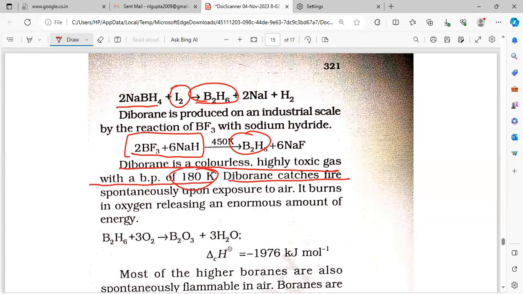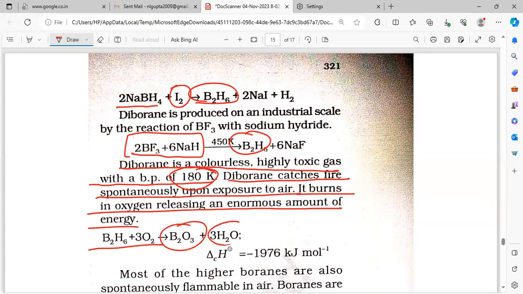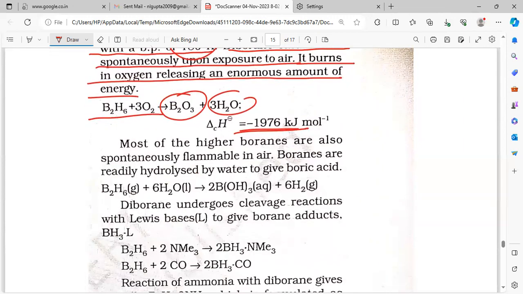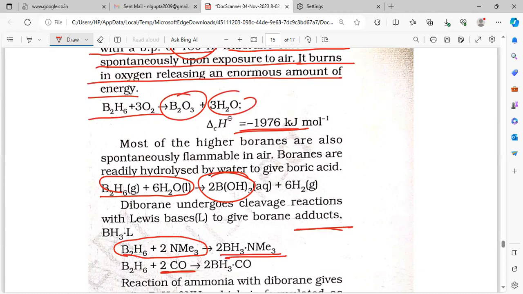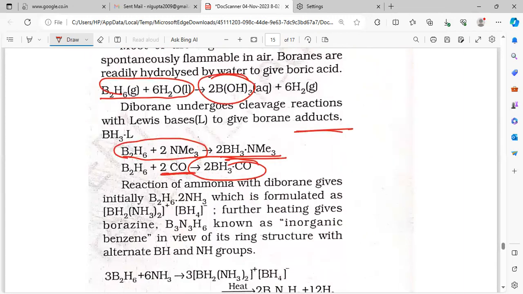Diborane catches fire spontaneously upon exposure to air. It burns in oxygen and releases an enormous amount of energy. So B2H6 in oxygen is burning and giving how much? 1976 kilojoules energy. If you treat it with water, it will give boric acid, orthoboric acid. If you treat it with trimethylamine, it will give a coordinate compound, that is called an adduct. Similarly, if you treat it with carbon monoxide, it also forms an adduct.